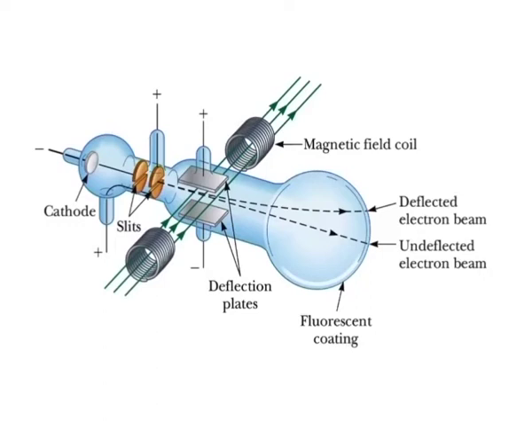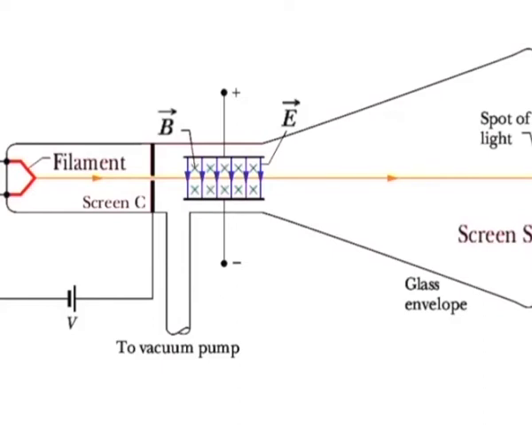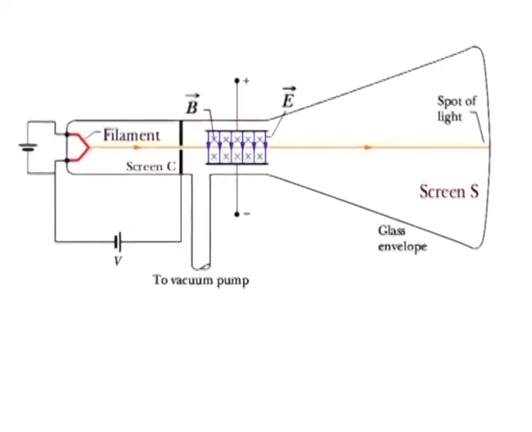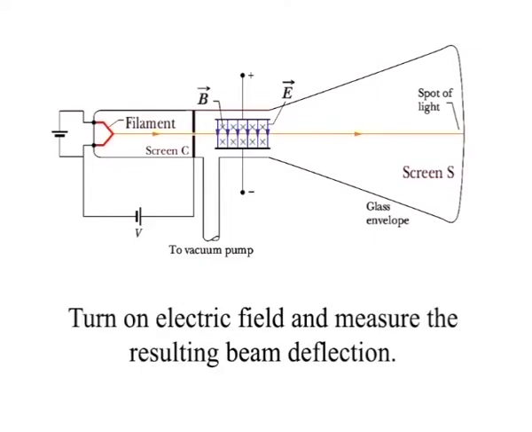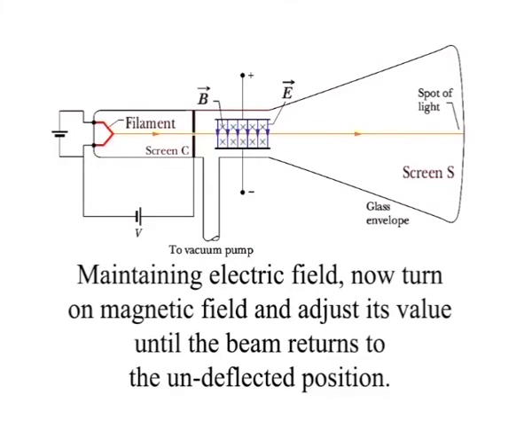Thomson's procedure was equivalent to the following series of steps. Set E equal to 0 and B equal to 0 and note the position of the spot on screen S due to the undeflected beam. Turn on the electric field and measure the resulting beam deflection. Maintaining the electric field, now turn on the magnetic field and adjust its value until the beam returns to the undeflected position. With the forces in opposition, they can be made to cancel.